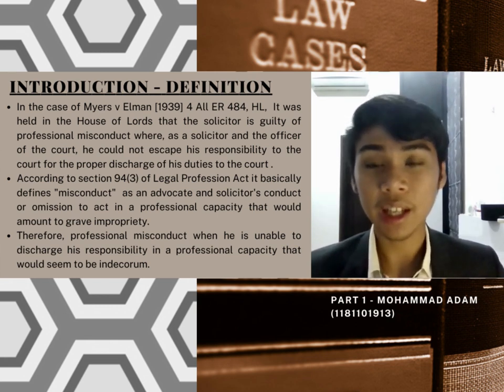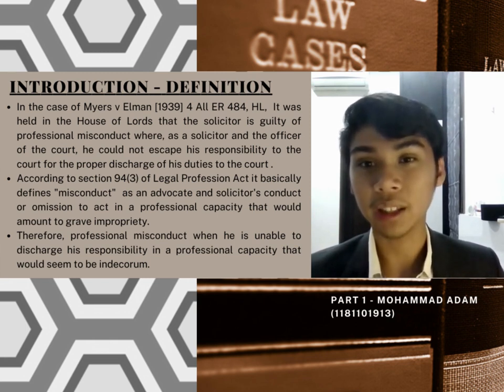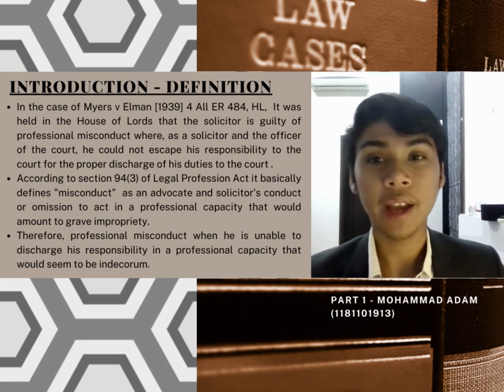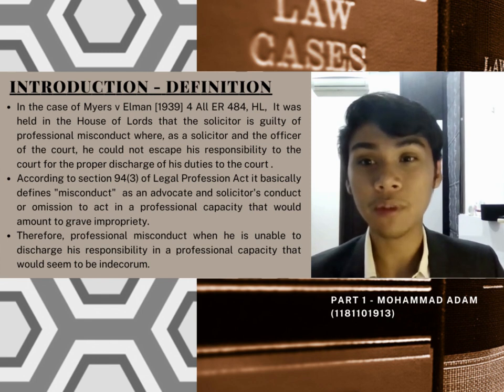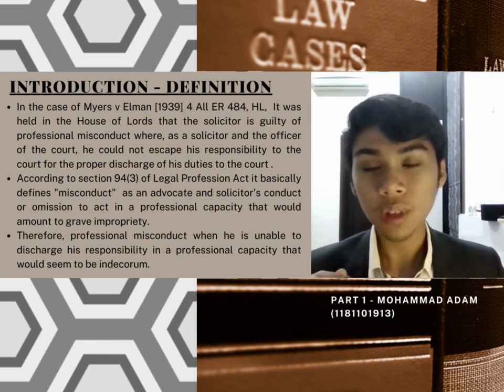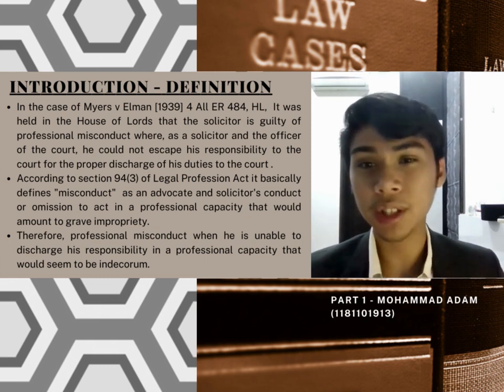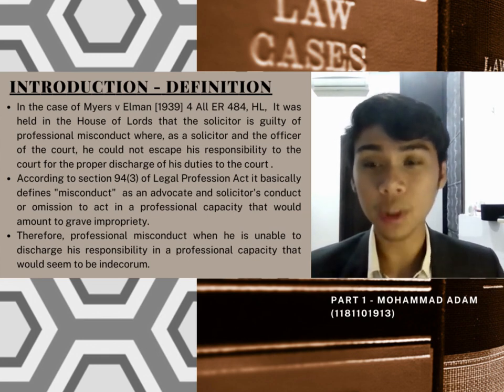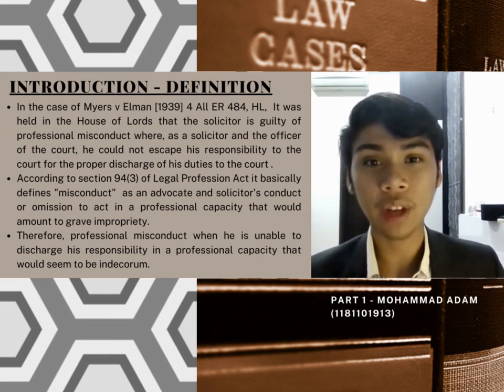However, it is stated that in Section 94, Subsection 3 of the Legal Profession Act 1976, it defines misconduct as a conduct or omission to act in Malaysia or elsewhere by an advocate and solicitor in a professional capacity or otherwise which amounts to grave impropriety and includes a wide range of acts that is stated in subsection A to subsection O. From this section, it can be seen it is not exhaustive as the section uses the word includes, which means it could not possibly list out every single misconduct that an advocate and solicitor may commit during the discharge of his professional duties.